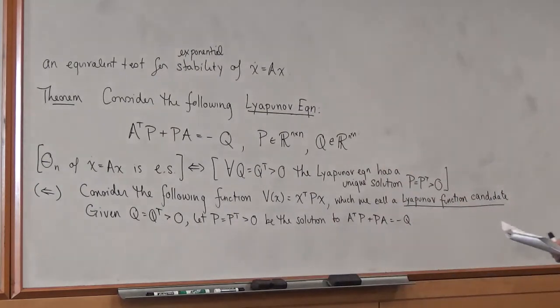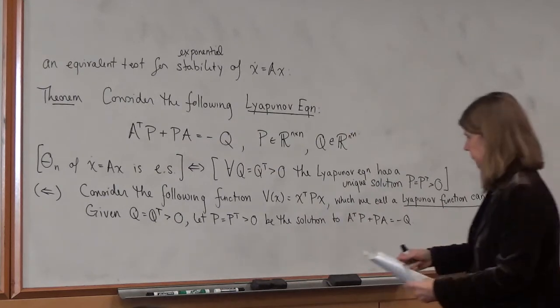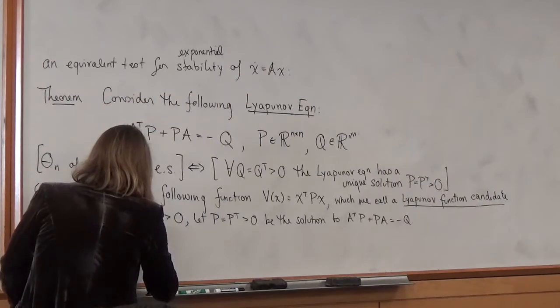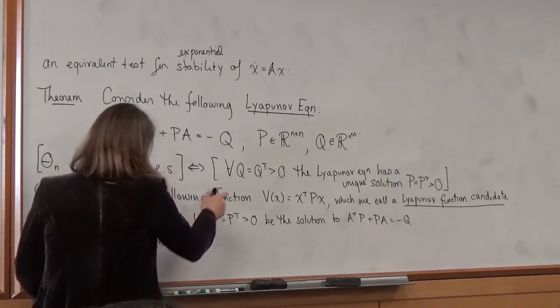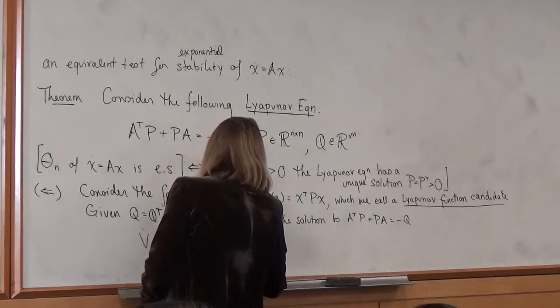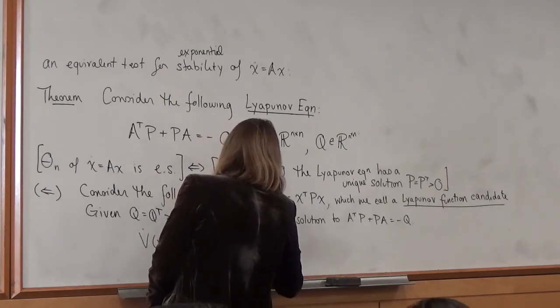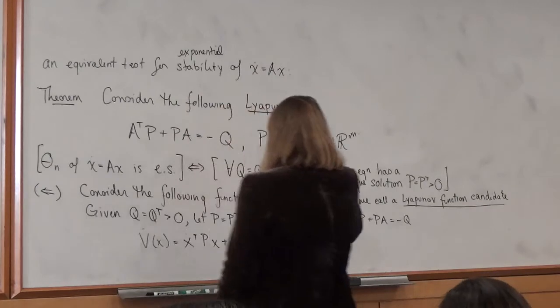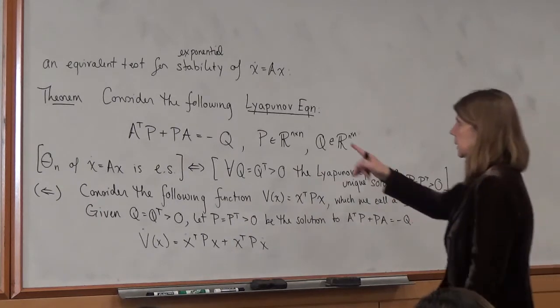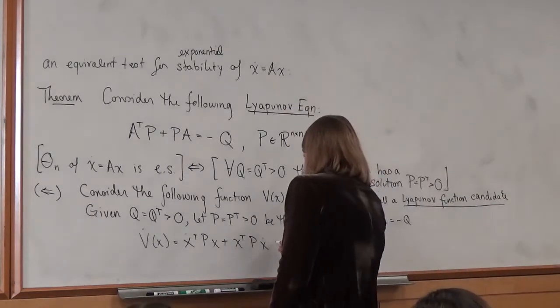Okay, now let's follow what we just did in the previous example. Let's take V dot of x. Now sort of the same thing we did before, but now this is x dot transpose Px plus x transpose P x dot. And wherever I see x dot, I'm going to plug in the dynamics of the system, which are just Ax.